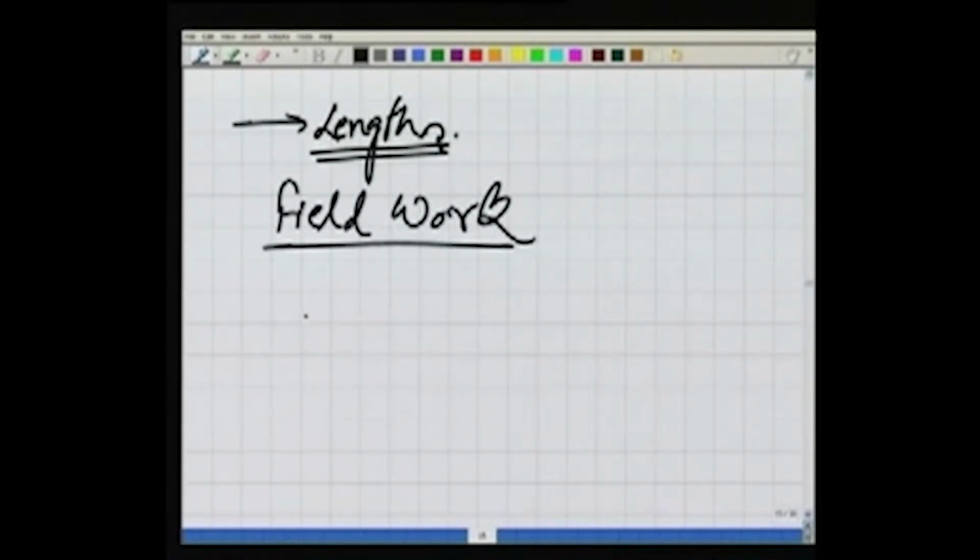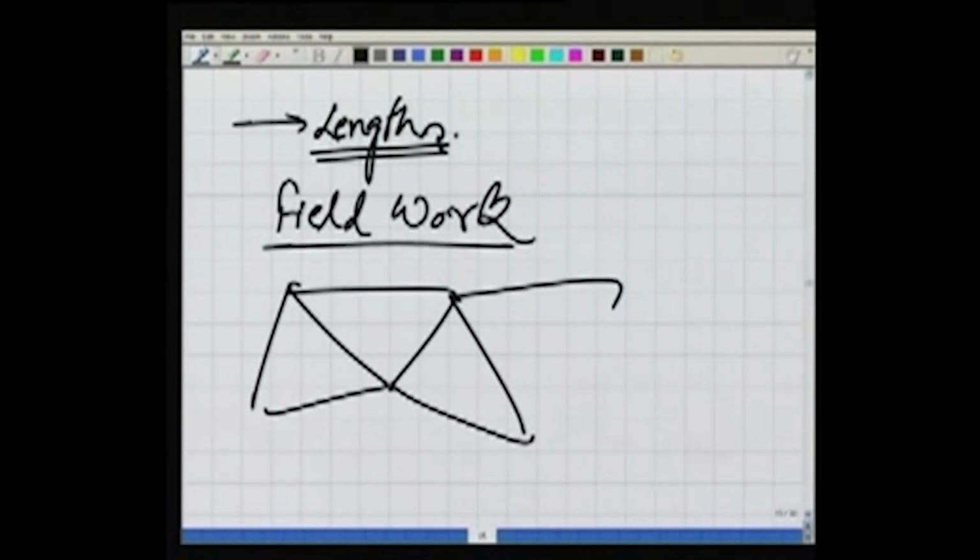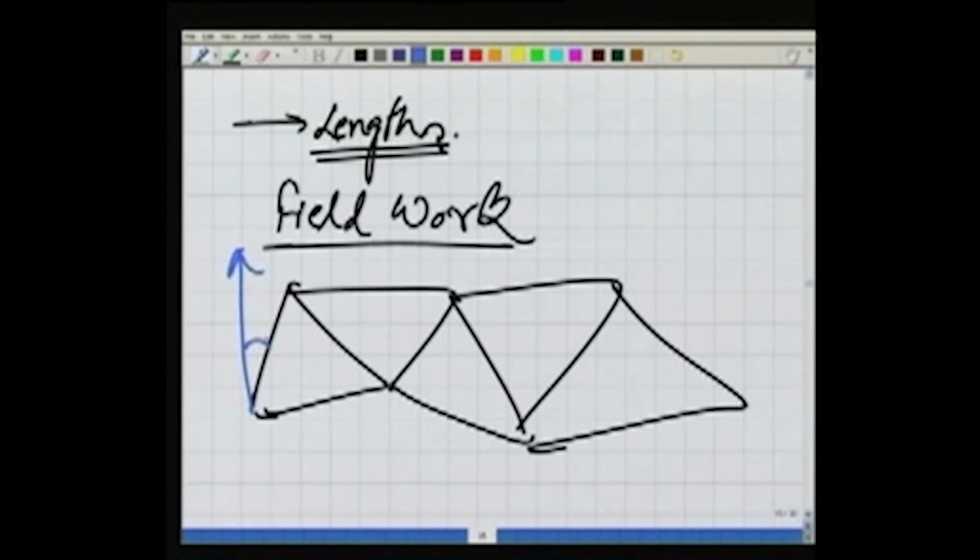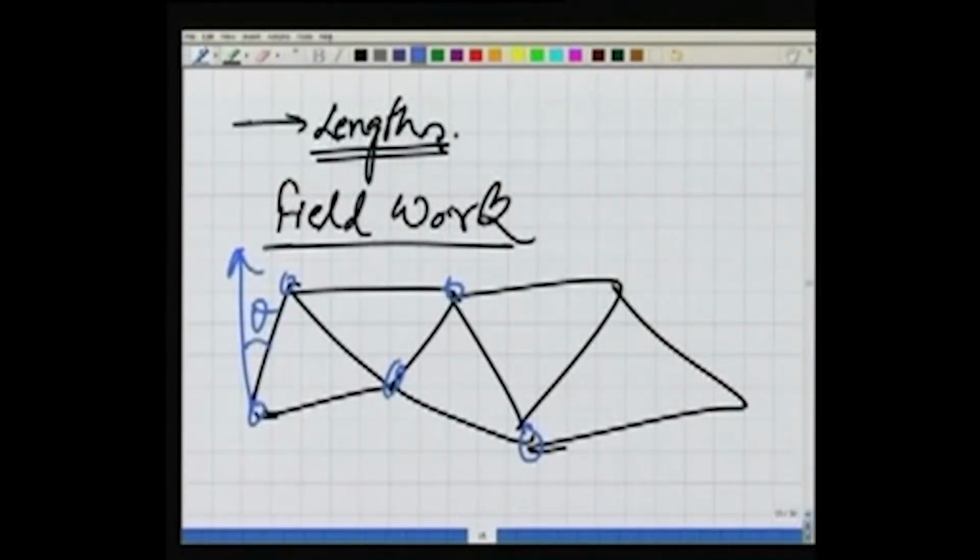One more thing that we do, again as in the case of triangulation, we will also observe the bearing of one line, that's theta. Because we will have to observe this bearing in order to compute these coordinates. So all these things will be involved in doing the triangulation in the field.